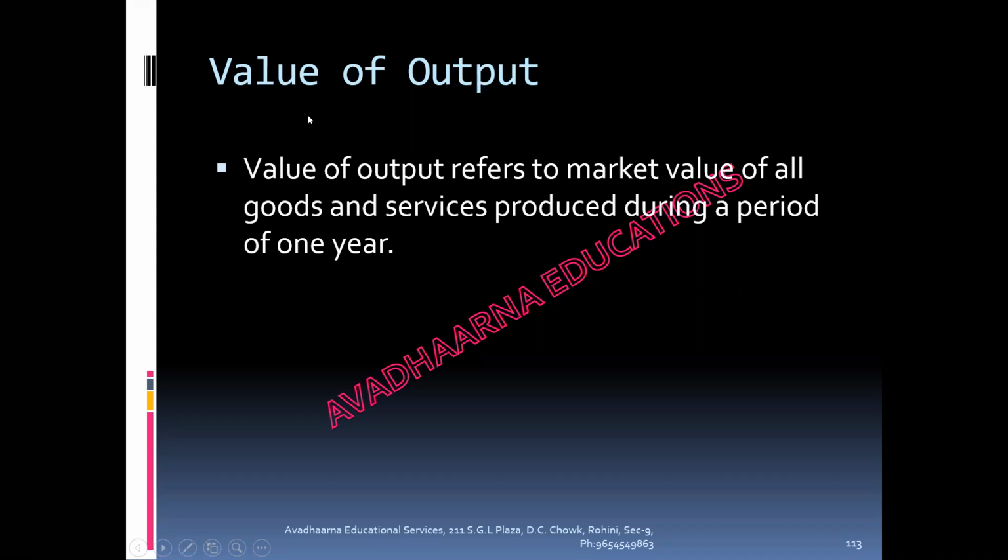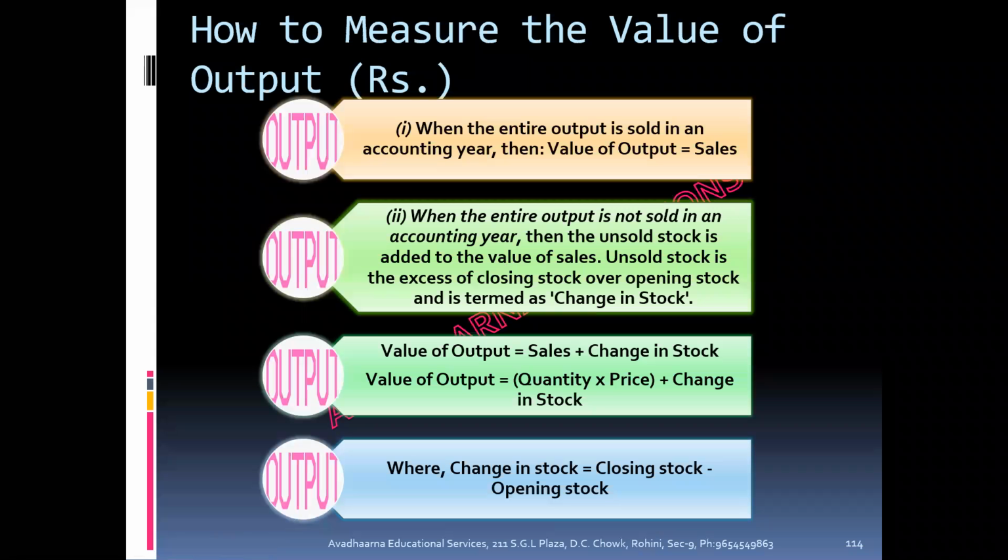Now let's understand the concept of value of output. Value of output refers to the market value of all goods and services produced during a period of 1 year. How do we measure the value of output? When the entire output is sold in an accounting year, then value of output is sales.